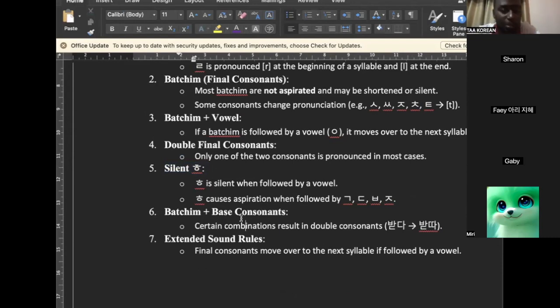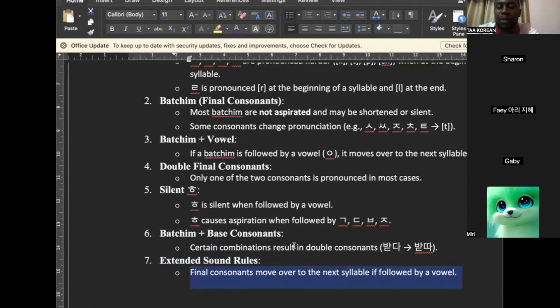And then you have Batchim plus base consonants. Certain combinations result in double consonants. Like pat. This is pat. Ta. And then you have extended sound rules. Final consonants move over to the next syllable if followed by a vowel. This is a summary.